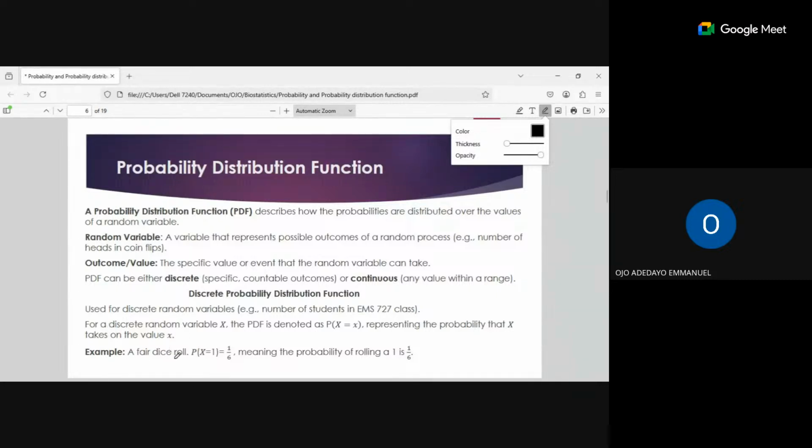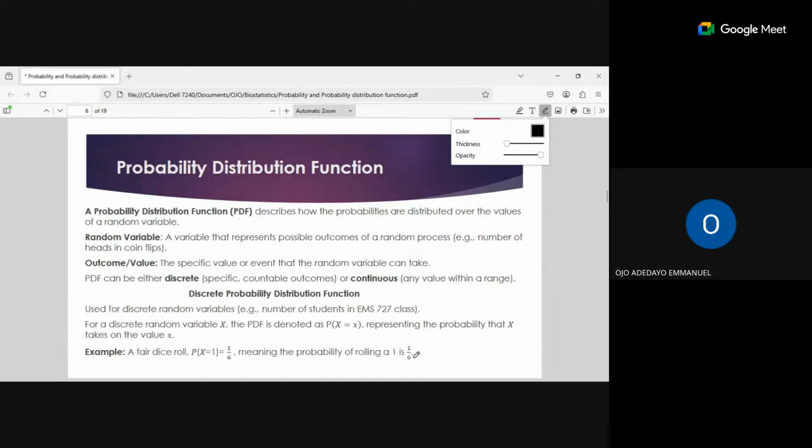So let's look at this example. A pair of dice roll, the probability of 1. If you look at your dice, it has 6 faces. Remember that the first thing is your sample space. In the sample space, we have 1 to 6, which is the outcome of a dice. So the probability that it is going to show 1 is 1 over what? The total sample space, which is 6. Meaning that the probability of rolling a dice showing 1 is 1 over 6.